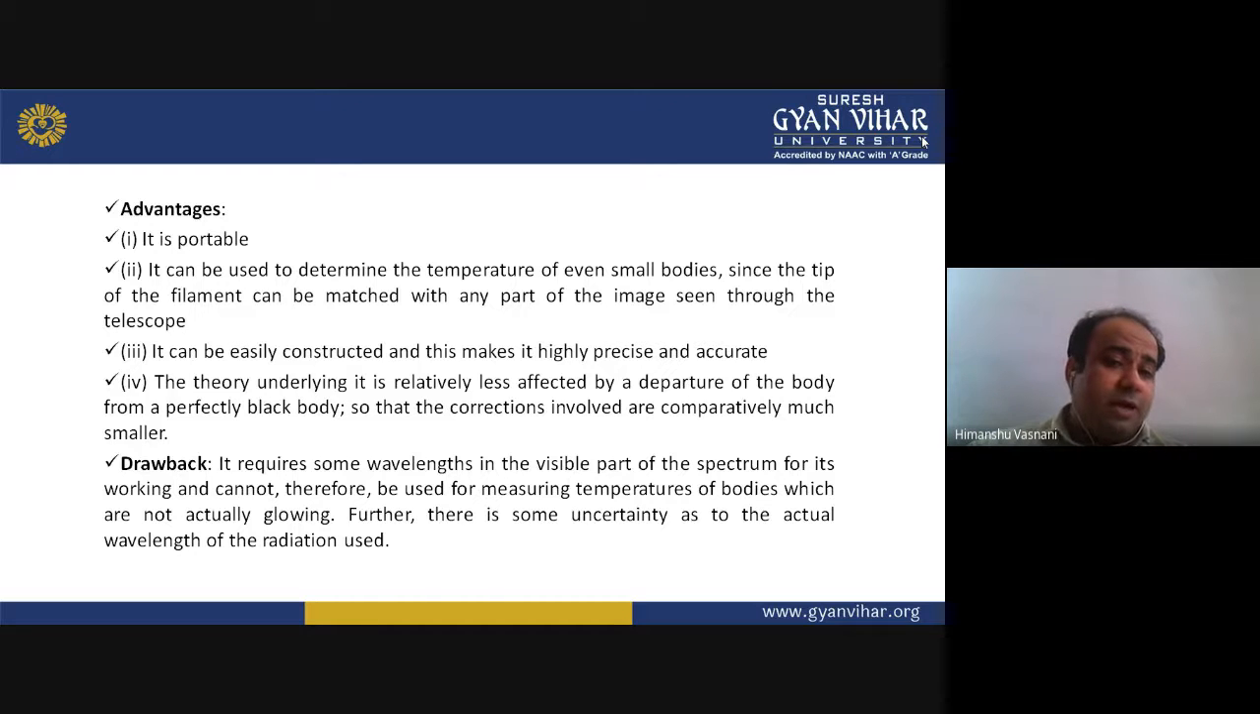Now, the drawbacks are: it requires some wavelength in the visible part of the spectrum for its working, and therefore cannot be used for measuring temperatures of bodies which are not actually glowing. Furthermore, there is some uncertainty as to the actual wavelength of the radiation used.